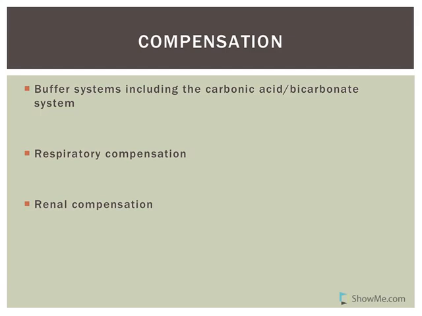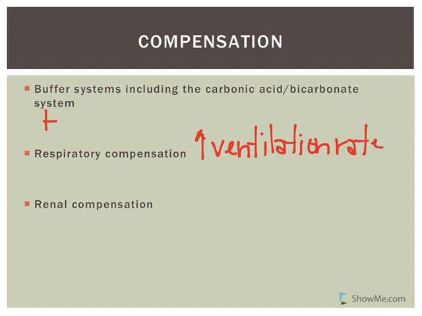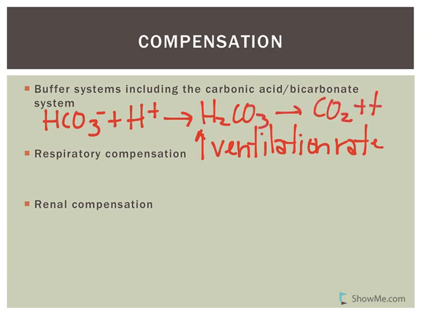You have respiratory compensation, and so you will have an increased ventilation rate, which helps to rid the CO2. What's going to happen is bicarbonate combines with hydrogen ions. That forms carbonic acid that dissociates into CO2 and water. And if we increase our ventilation rate, we're going to get rid of that carbon dioxide.